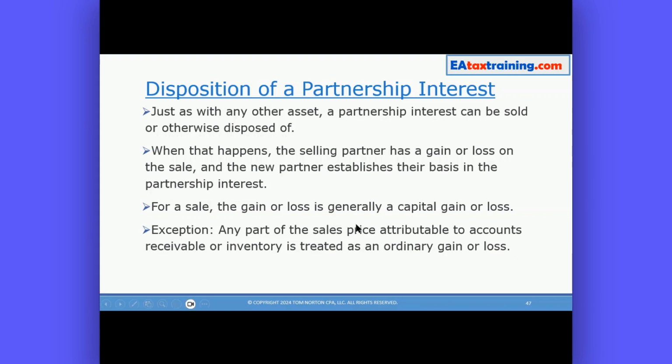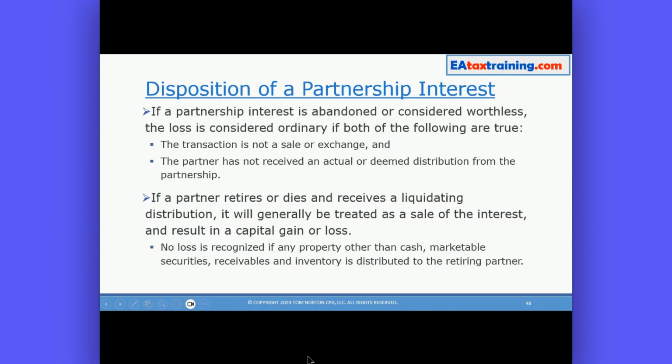But remember, the general rule is that for a sale, when the partner sells, it is going to be a capital gain or loss. If, on the other hand, instead of a sale, a partnership interest is abandoned or considered worthless, then that loss is going to be considered ordinary if both of the following are true. First, the transaction is not a sale or exchange. And secondly, the partner has not received an actual or deemed distribution from the partnership.